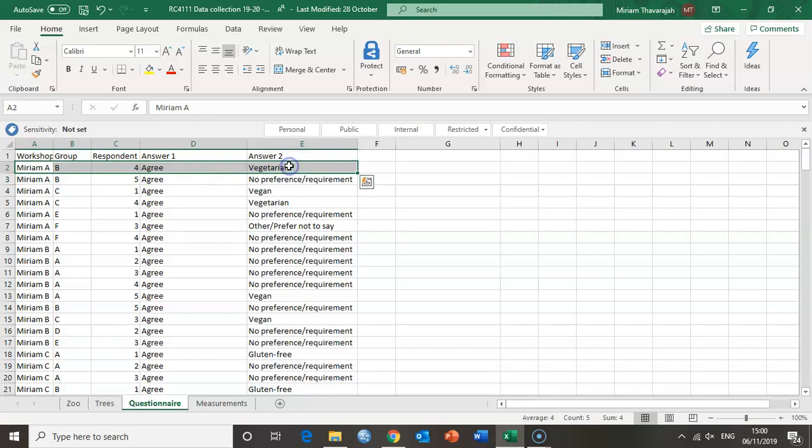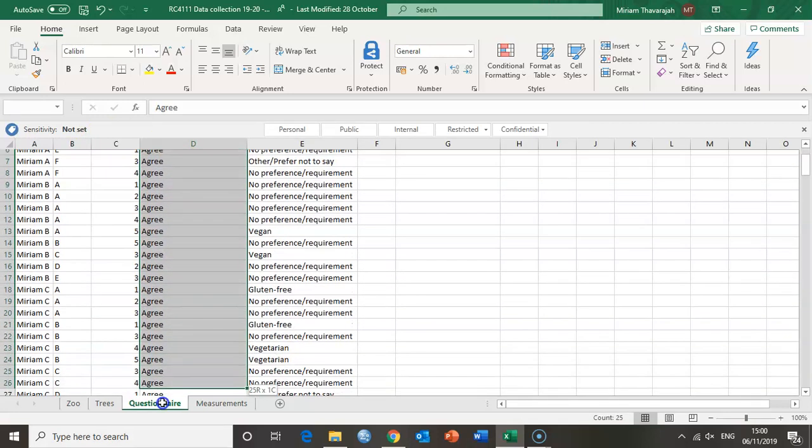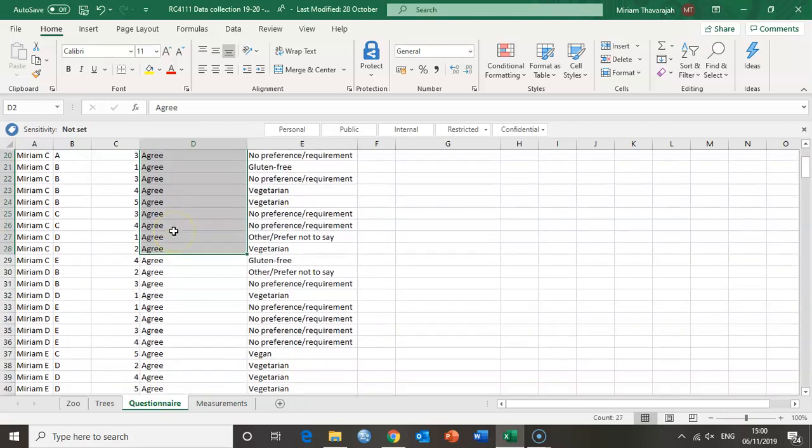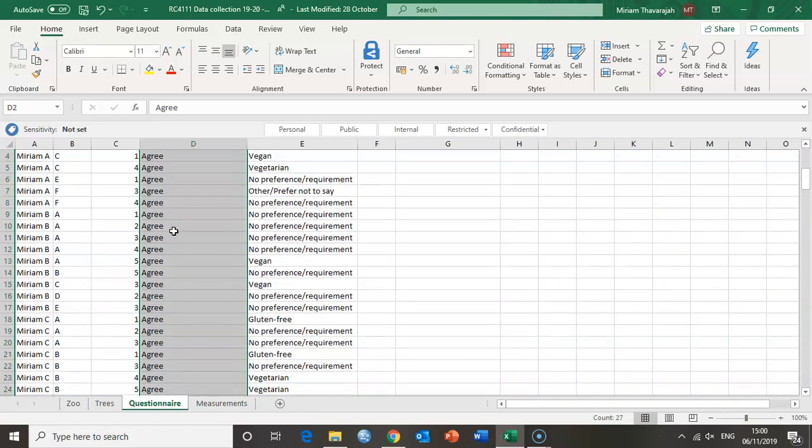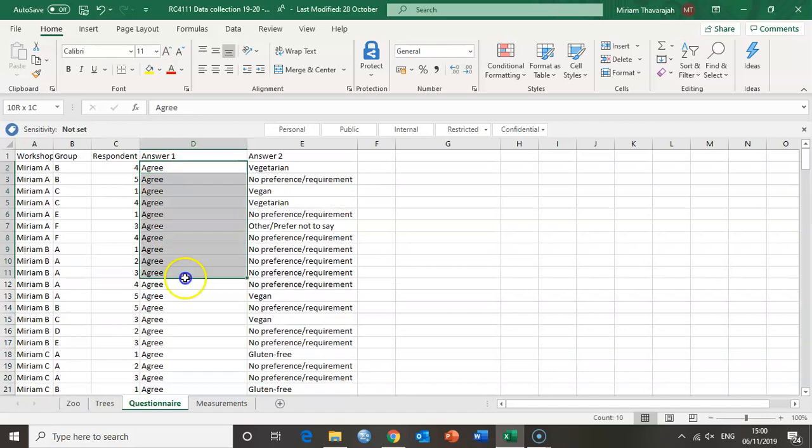Okay, so the only thing that has changed is that we've taken this whole row and we have moved it up and down so that all of the people that have answered question 1 with agree appear together at the start of our data set. Okay, that's all that's happened. And now we can see how many of those there are.